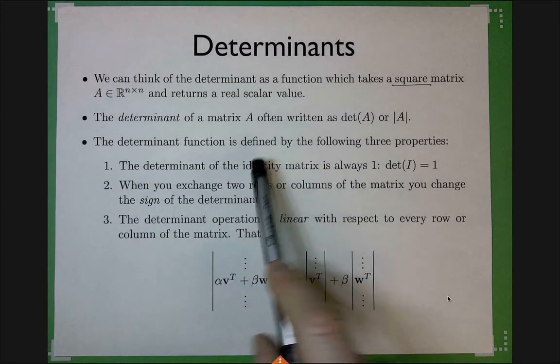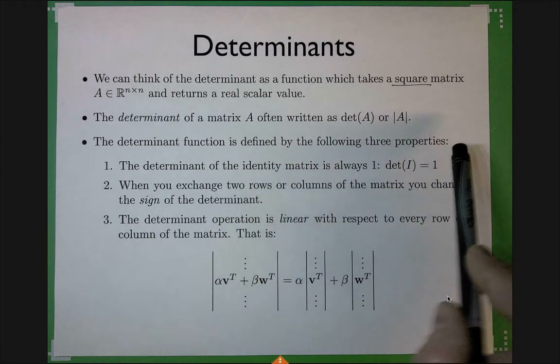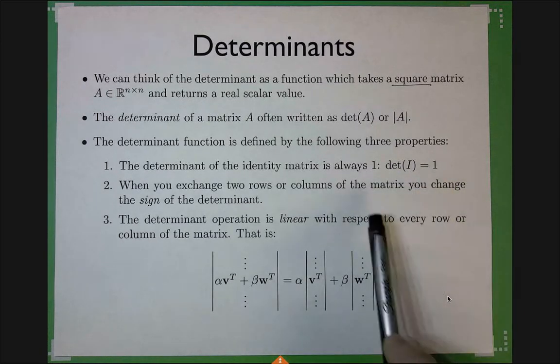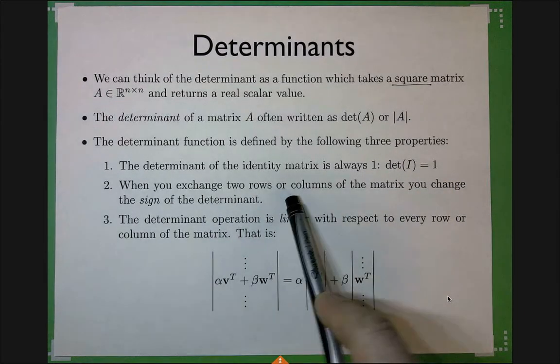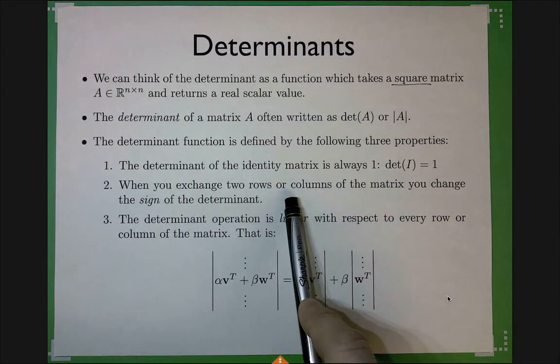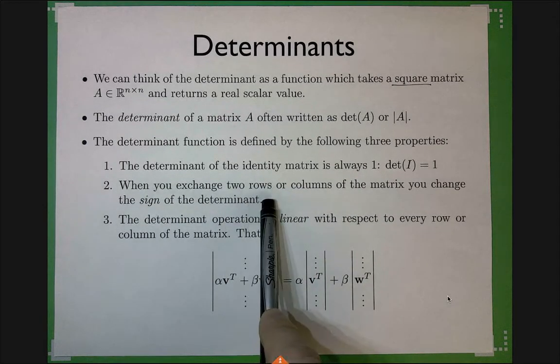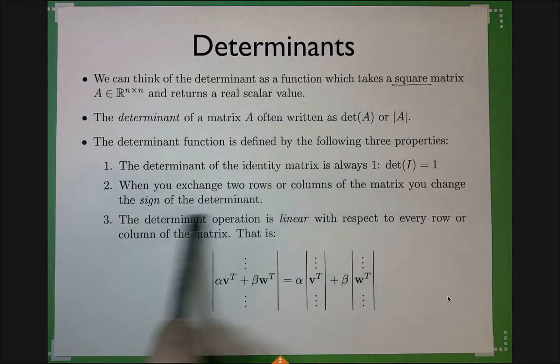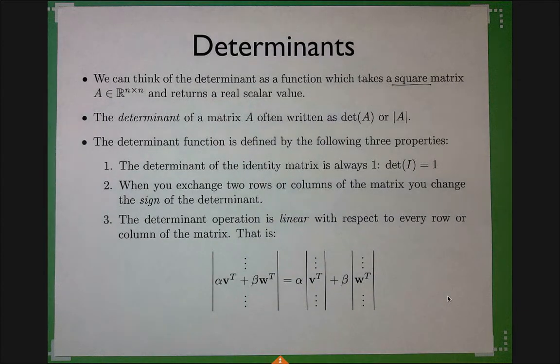The first one is that the determinant of the identity is 1. The second one is what we saw for the 2 by 2 matrix. If you exchange 2 rows or 2 columns, then the sign of the determinant flips. You change the determinant from plus to minus or from minus to plus. The absolute value doesn't change, only the sign. Yeah. So if you do it twice, if you flip two sets of two rows.